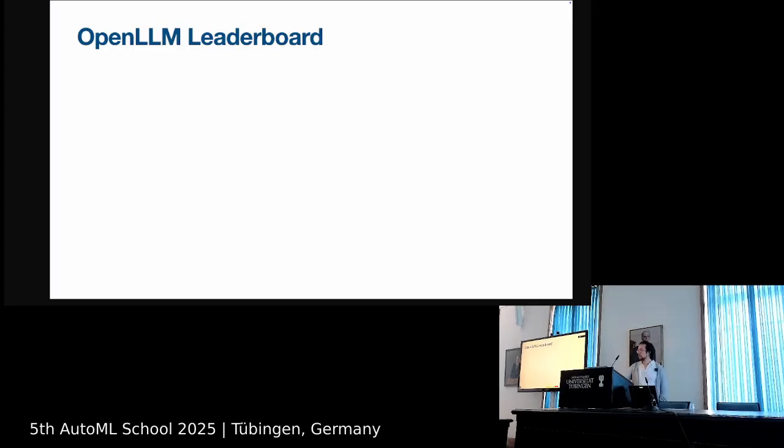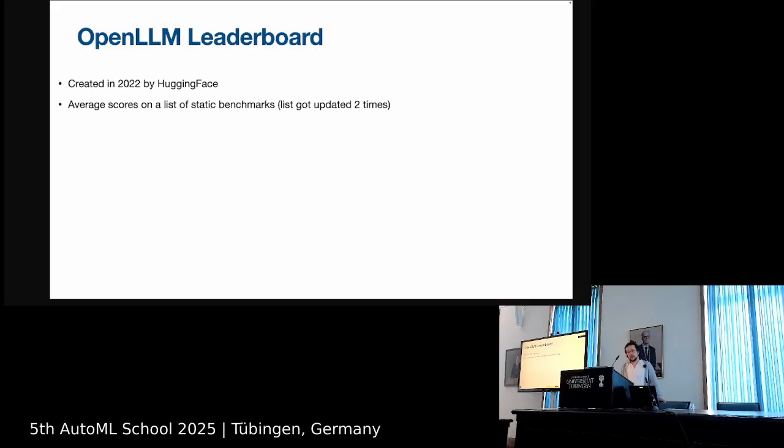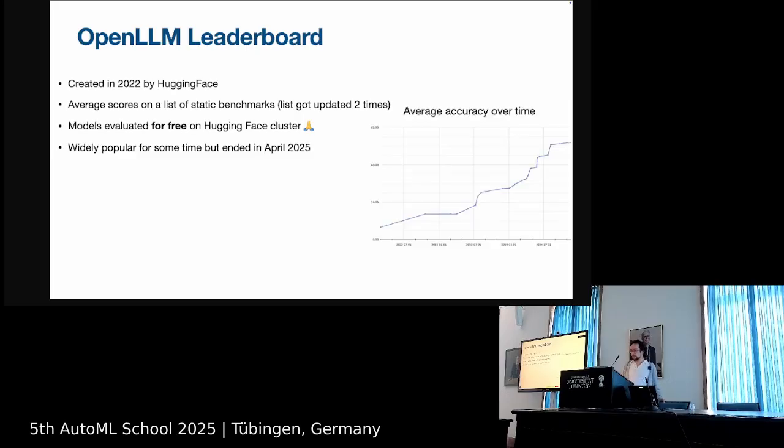Okay, so the OpenLLM leaderboard. It was created in 2022 by Hugging Face, and it basically took the average scores on a list of static benchmarks. The list of benchmarks got updated two times. The models were evaluated for free on Hugging Face clusters. Whenever they had the cluster idling and some nodes idling, they were pulling jobs from the community, submitting them to their queue, and evaluating them. Because of those reasons, being fully open with free compute, it was widely popular.